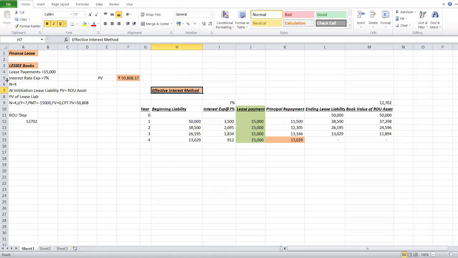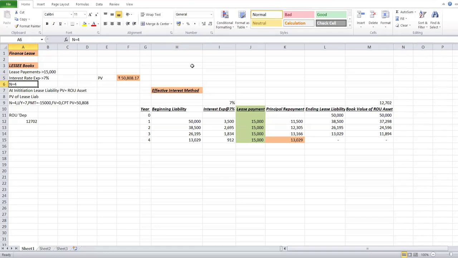Before I begin, these are some of the given details for you, like how the lease contract happens. In this lease contract, there is a lease payment of 15,000 every year for a tenure of 4 years. There is also an interest rate expense, which is 7% per annum. In an EMI there are two components: interest and principal. So the interest component is standing at 7%.